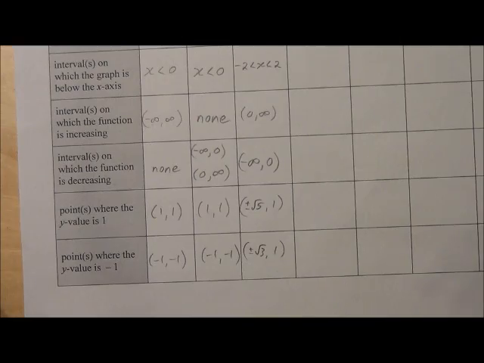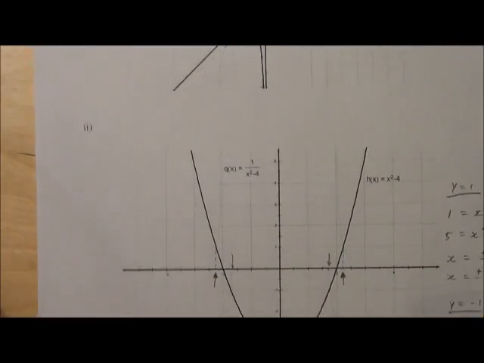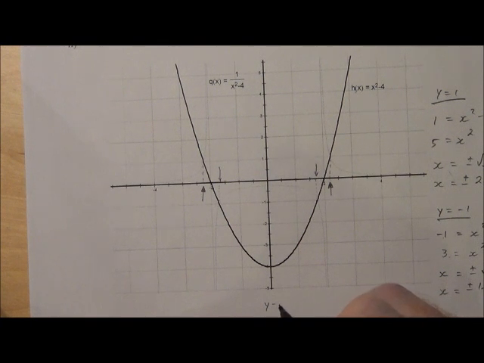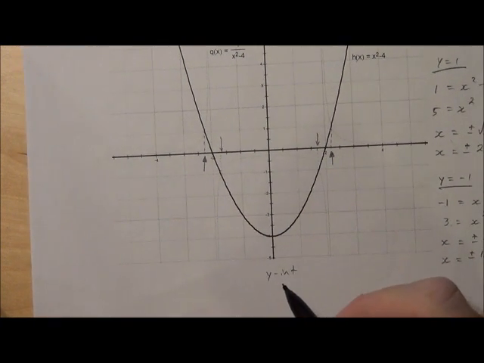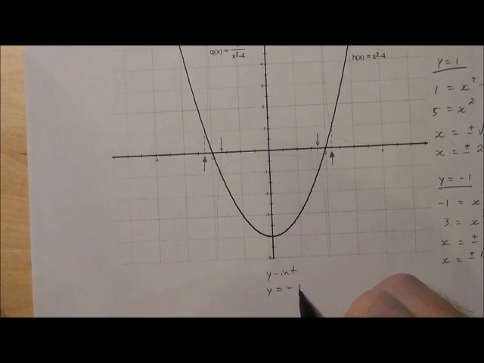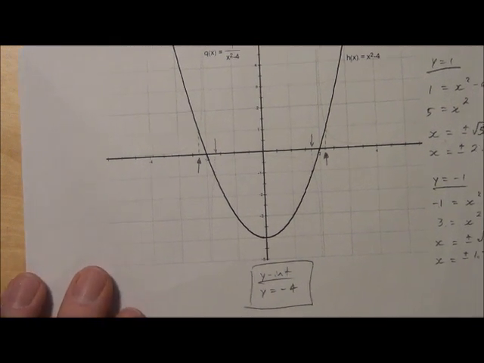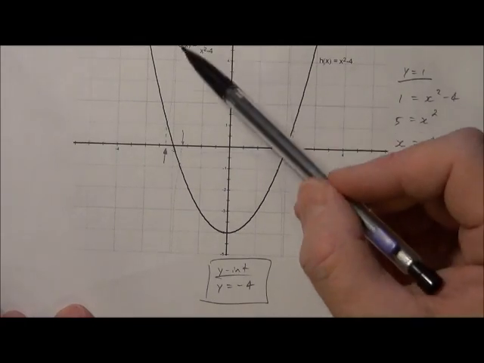Now, one other thing I'm going to add in here, just because I think it'll be important to note, is the y-intercept. The y-intercept is where y equals -4. Okay? And then we're going to, of course, take a look at the y-intercept for the reciprocal function in a few moments. Now that we have all that information for the quadratic, we're going to do the same thing for the reciprocal function.